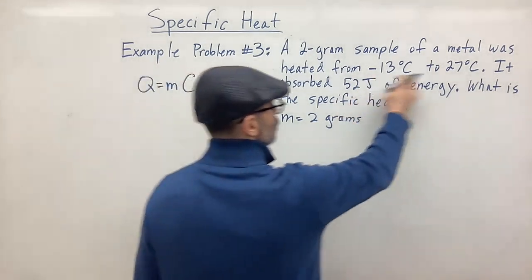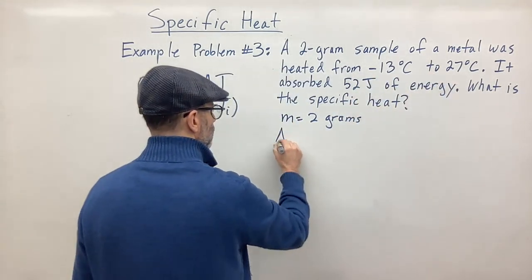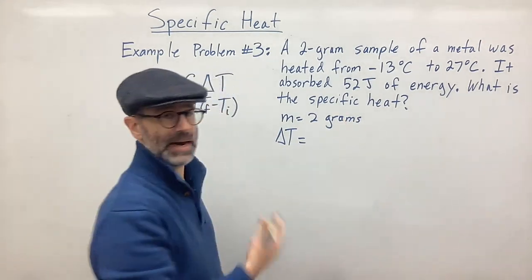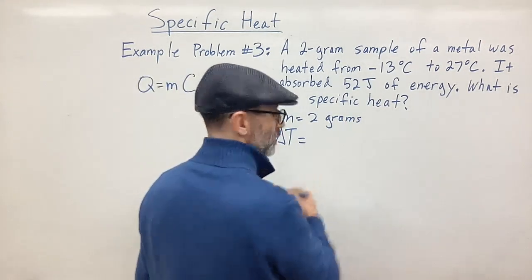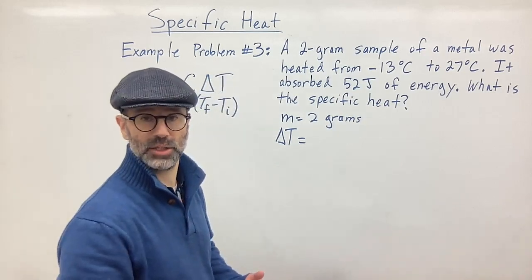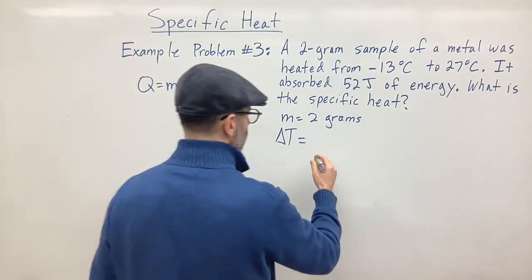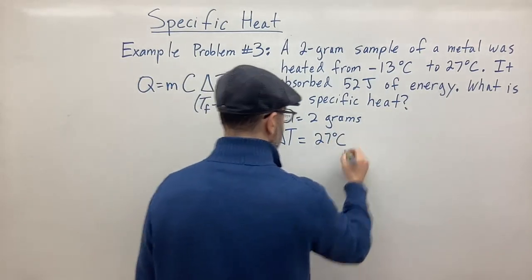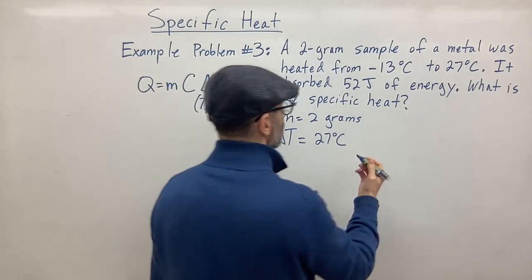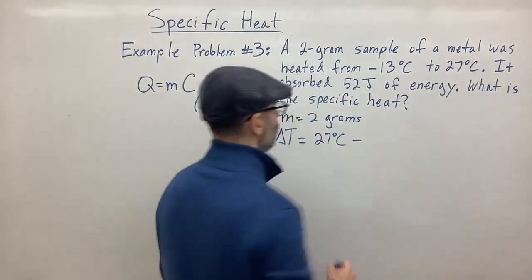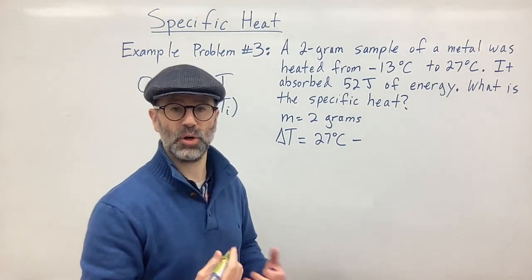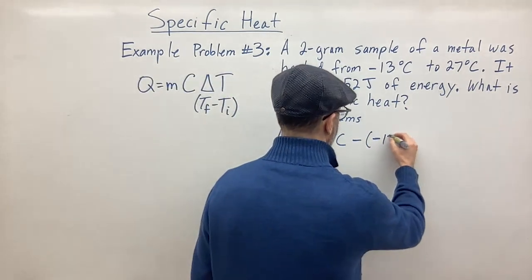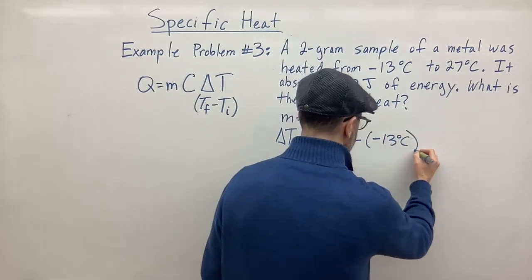Now the temperature change, delta T, is final minus initial. In this case, the final temperature is 27 degrees Celsius, which is the same as 300 Kelvin as we had before. And we're going to subtract the initial temperature. Here, the initial temperature is negative, so you've got to be careful with those double negatives. We're going to subtract out the negative 13 degrees Celsius.